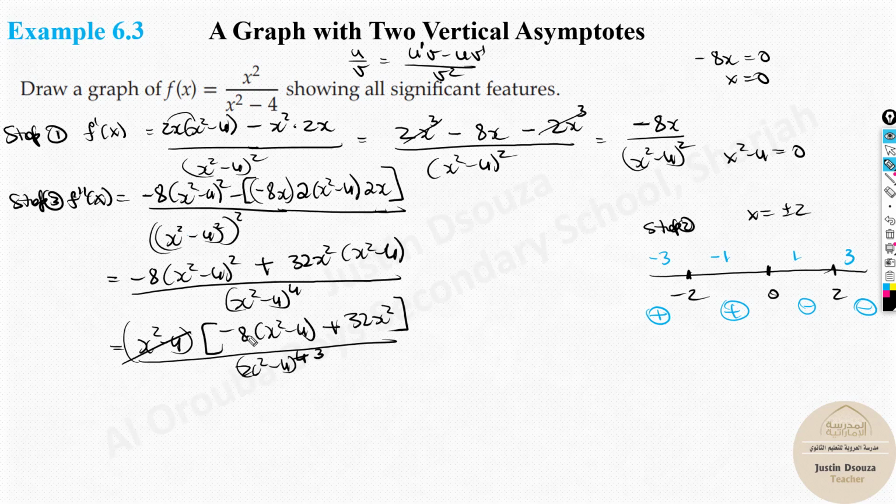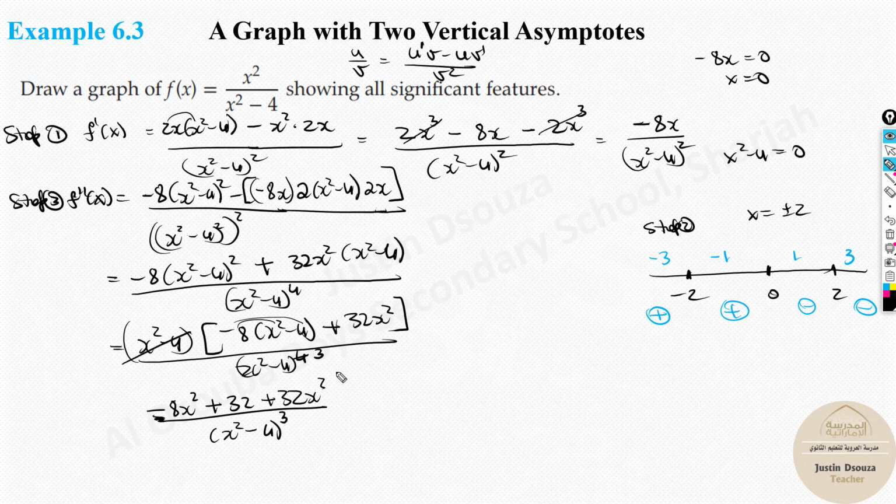Now what I'll do, when I'm writing this, I'll even multiply this minus 8 inside now, because I can't remove anything further. So by the distributive property, it'll be minus 8x squared. Minus and minus becomes plus 32, plus 32x squared, divided by this entire thing, x squared minus 4 the whole cube.